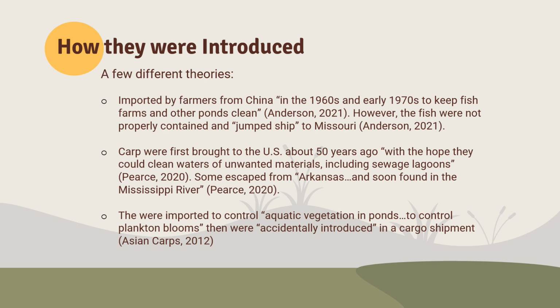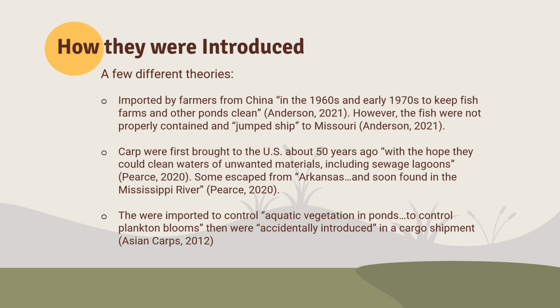So this is kind of interesting, the different theories on how the Asian carp were introduced. One of the theories is that they were imported by farmers from China in the 1960s and early 1970s to keep fish farms and other ponds clean. However, the fish were not properly contained and, quote, jumped ship to Missouri. And later you'll see what the jumped ship, it's kind of funny. Another theory is that about 50 years ago, they came in from China with the hope that they would clean waters of unwanted materials, including sewage lagoons.